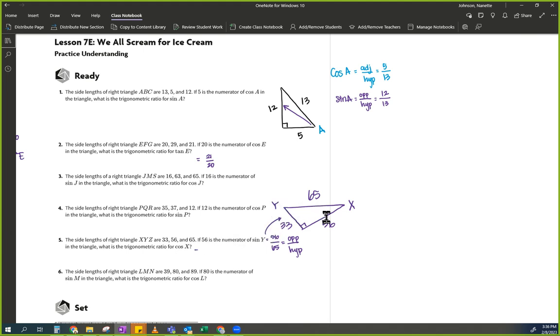This guy's sine is this guy's cosine, right? So that is a relationship. So now you should be able to do these.